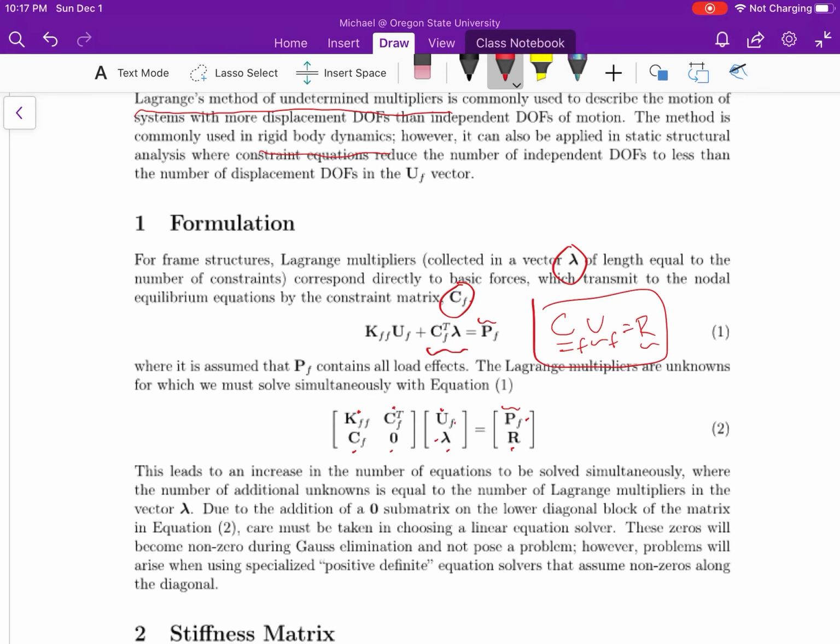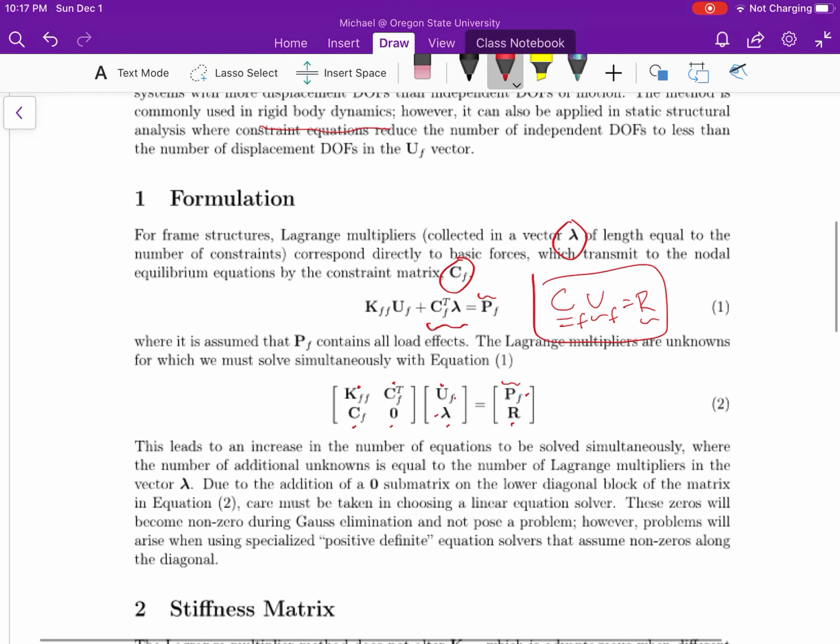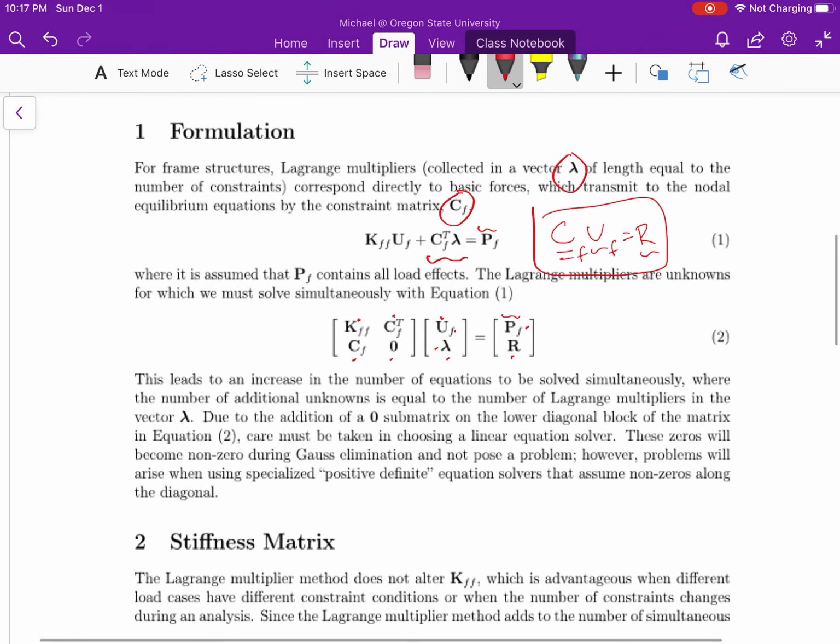So all of this stuff we know how to form. We know how to form this matrix. We can find KFF, we can find CF, and on the right-hand side we can find PF tilde, or all the load effects, and then the right-hand side vector for the constraint equations R. Then we solve simultaneously for U sub f and lambda. So we get the nodal displacements and the Lagrange multipliers from this one set of equations.